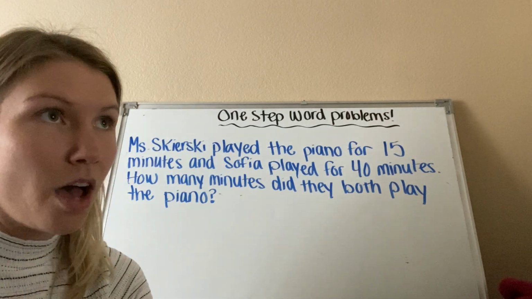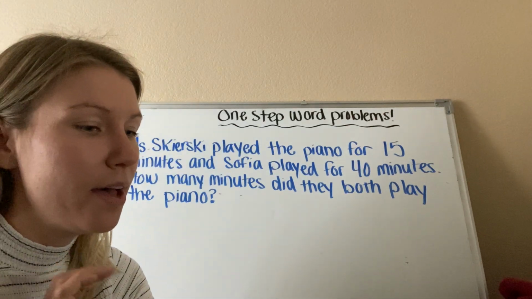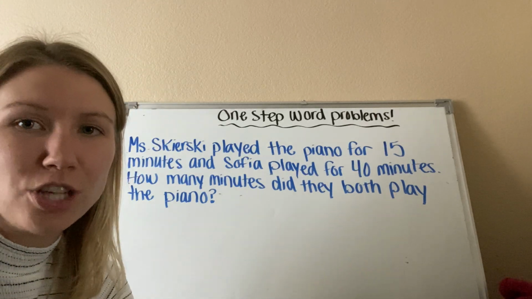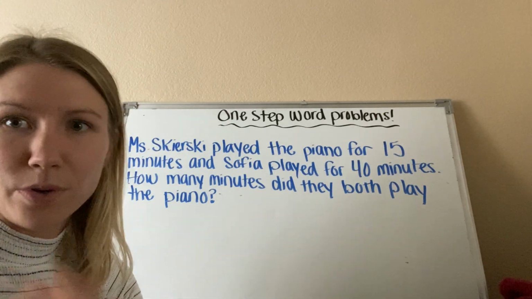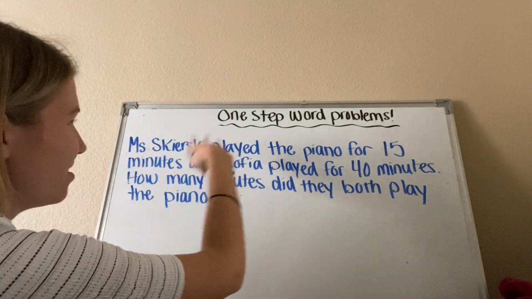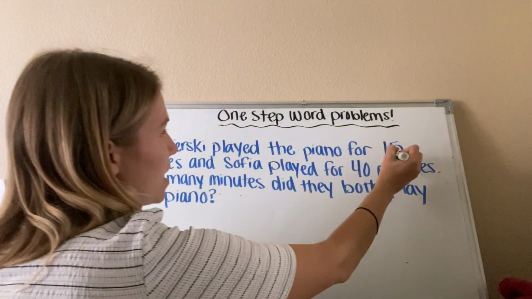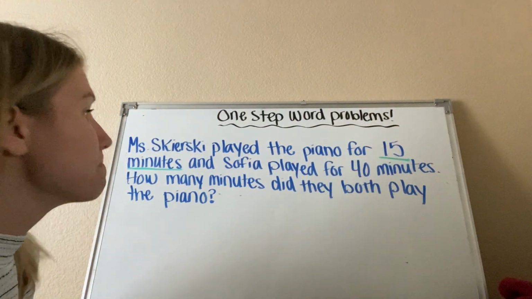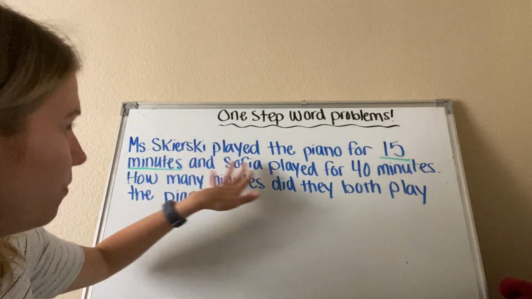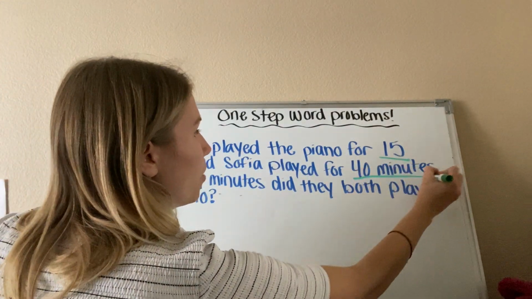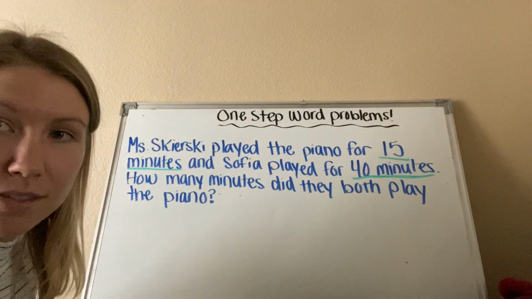Okay, so we know any sort of numbers in our word problems are probably going to be important information because we're in math. We're doing math. We're solving a problem with numbers. So Miss Gierski played the piano for, okay, I'm going to say 15 minutes is important. So I'm going to underline 15 minutes. And then it says Sophia played for 40 minutes. There's another number that must be important. So I'm going to underline 40 minutes.